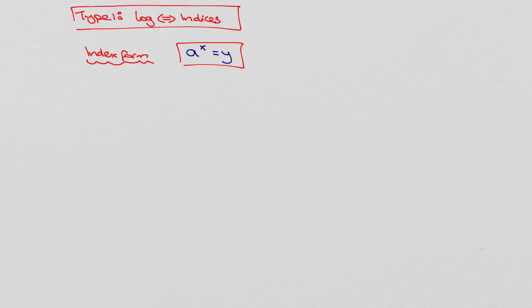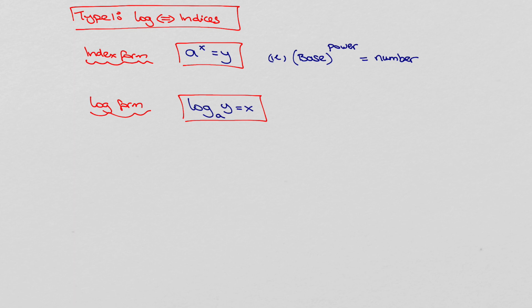In index form, we have a to the power of x equals y. We refer to a as the base number and x as our power. If I raise that number to a given power, we're multiplying it by itself a repeated number of times, and we get some bigger number. When writing it in log form, we say log y to the base a equals x. We always tend to say the base after y rather than log a y.